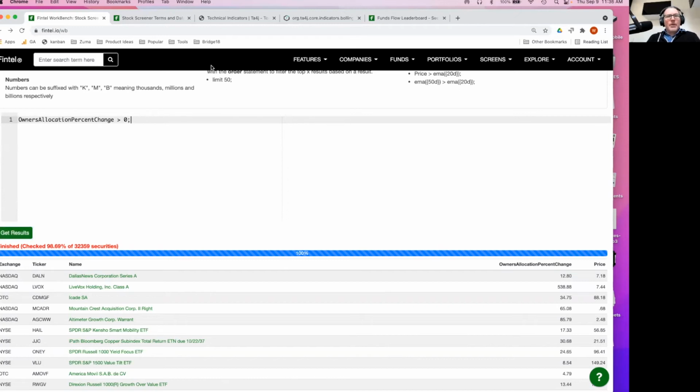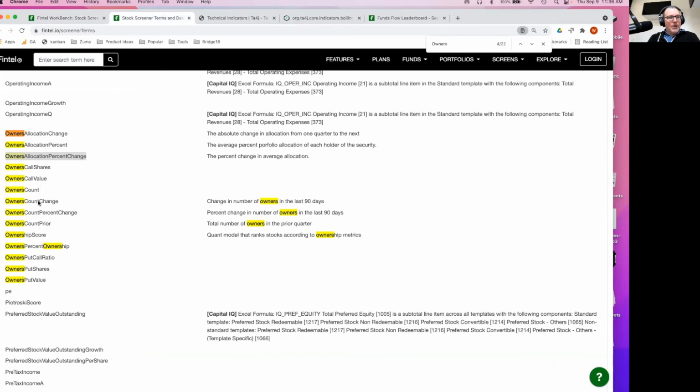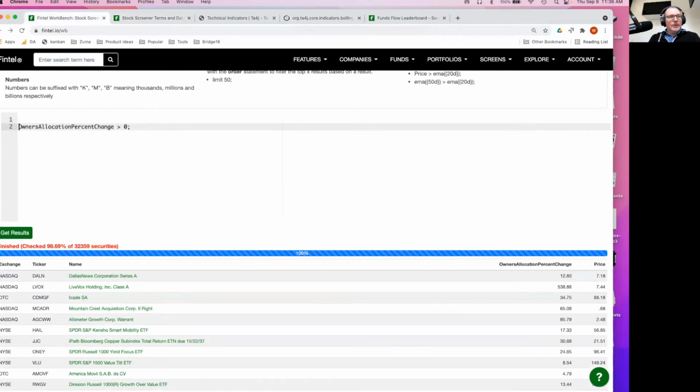There's also owner's count change. If I go back here to owner's count percent change, I believe it to be a very significant factor in identifying companies that are being accumulated, because if you had 20 institutional owners, and now you've got 200, that's significant.